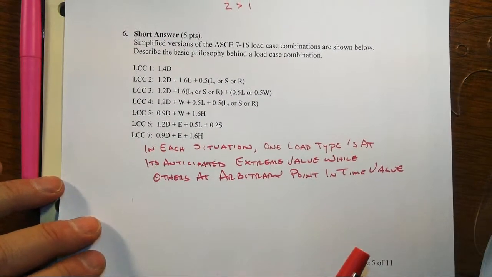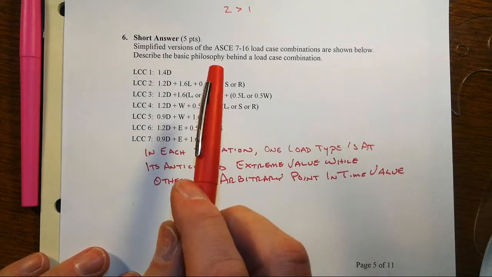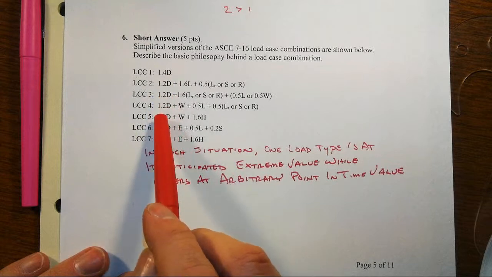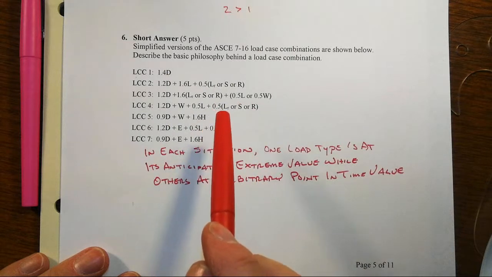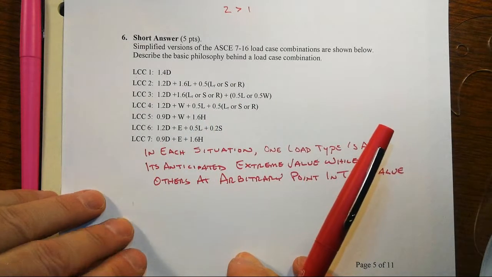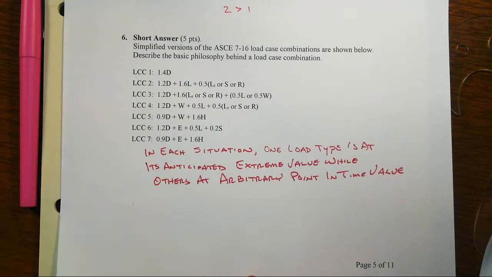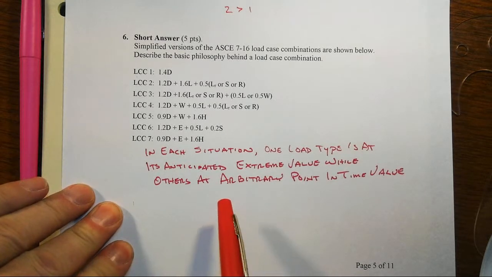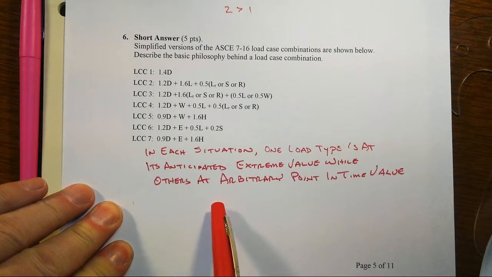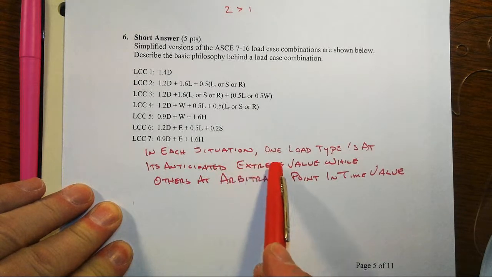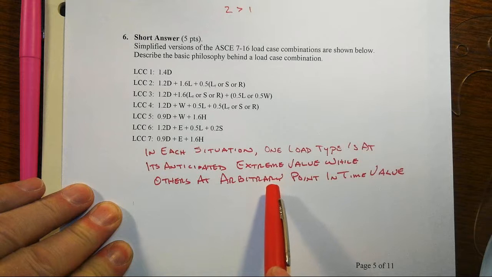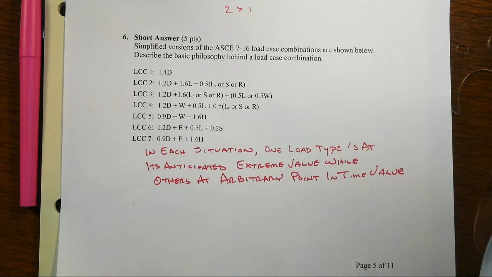And then the last of the short answers is: what's the philosophy behind these various load case combinations? We have dead loads, live loads, roof live loads, snow, rain, wind, earthquake, lateral earth pressures, all that stuff. We do not look at all those extremes happening at the same time. Instead, in each load case combination, we look at one of the load types being at its anticipated extreme value, whatever that might mean, while the others are at an arbitrary point in time value. We're setting those extreme values in a probabilistic manner, and the others are the highly correlated values that might be happening simultaneously.